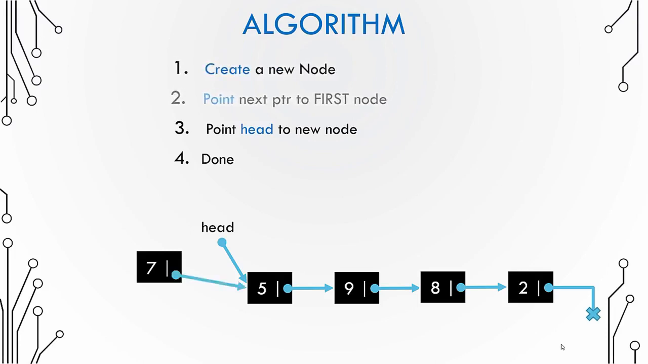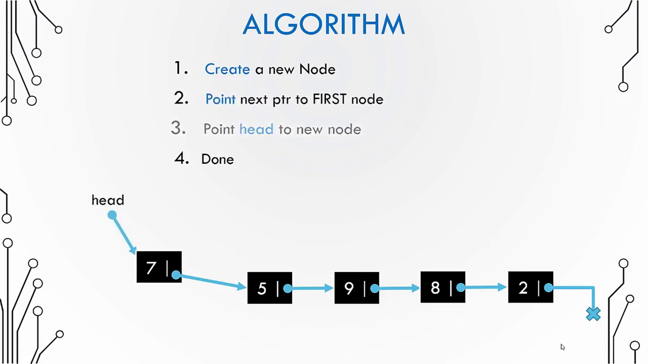Now the next step is to move the head from pointing to the first node to the newly created node. Right? Because head always points to the first node. That is the entry point of the linked list. You can only start traversing the linked list from the head node. And that's it. You have prepended a node to the linked list.